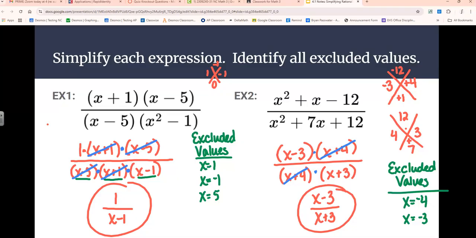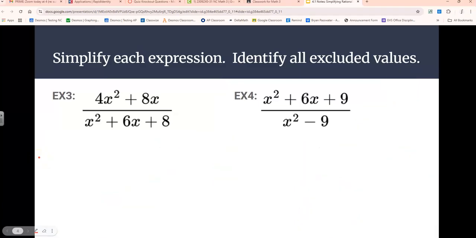Okay, everybody good here? Once again, you've got to be able to factor to be able to do this well. So that factoring just keeps showing back up. Okay, let's go to the next one.